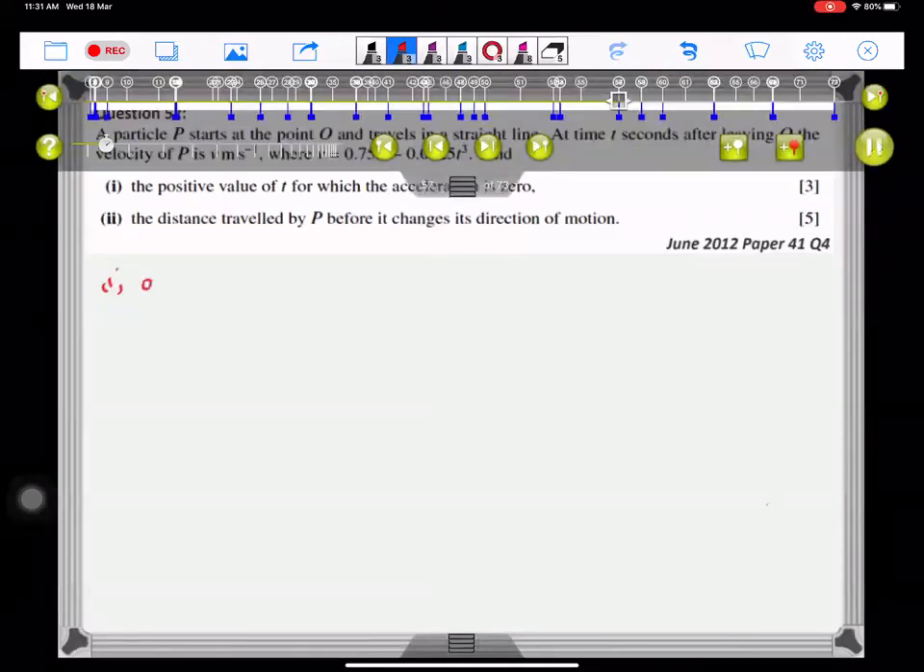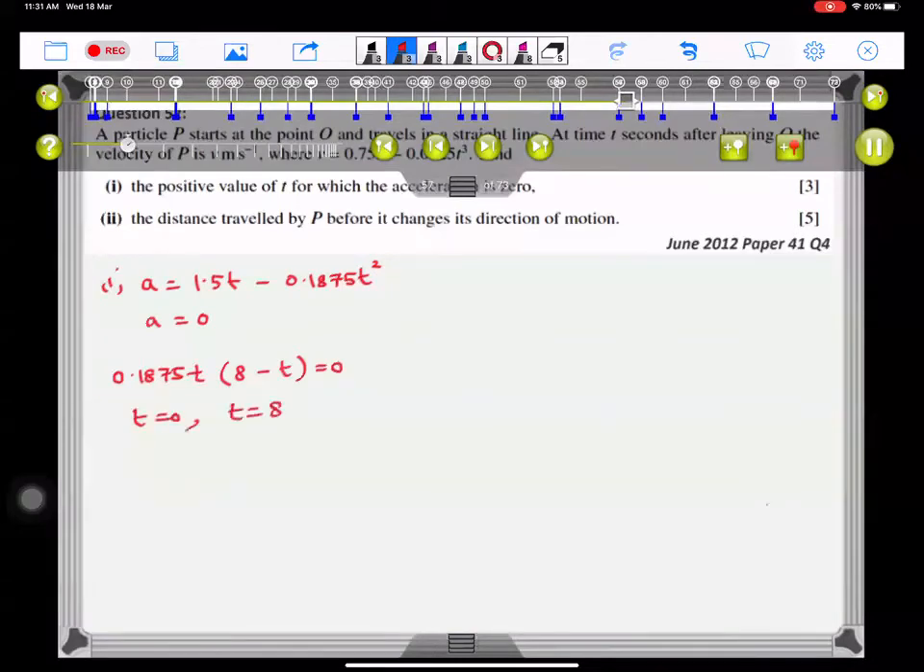So now let's look at the working. This is the acceleration equation. Acceleration equal to 0, take common, simplify, use a calculator. So you find the value of t as 8 seconds. When you take common, it's very obvious.